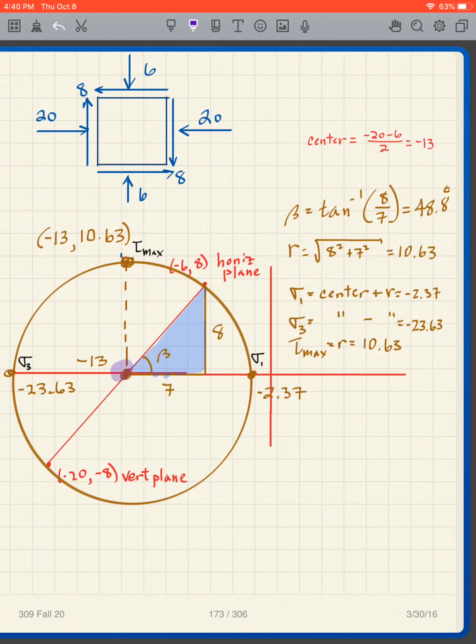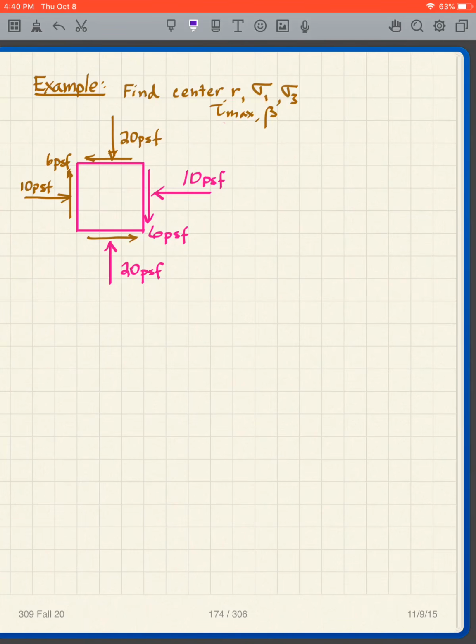If that's -13, this distance here becomes 7. This is the y-coordinate here, which is 8. So I can get the radius as the square root of 7 squared plus 8 squared. I get beta as the arctangent of 8 over 7. And so we have the center, we have the radius. Sigma 1 is the center plus the radius. Sigma 3 is the center minus the radius. Tau max is the radius. It's that simple. Everybody gets drawing the circles, but I show you a number of these so that you can get comfortable with it.